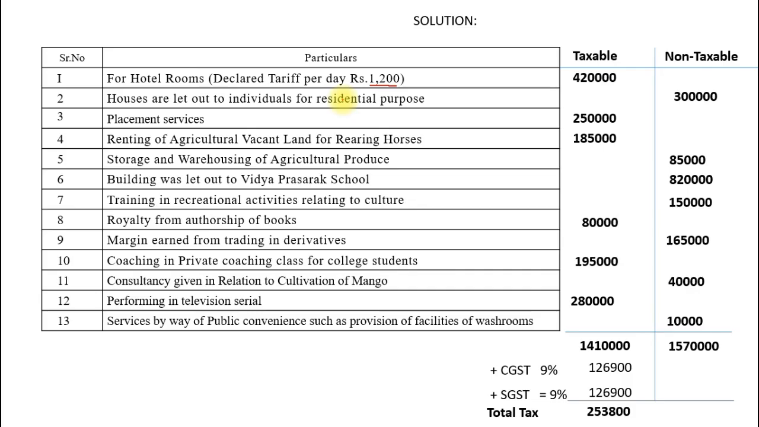So this is how you had to solve the first question, question number 3, which was based on taxable and non-taxable, based on the exemption rule. Very simple. I hope everyone has understood it. I hope everyone has understood both these questions.